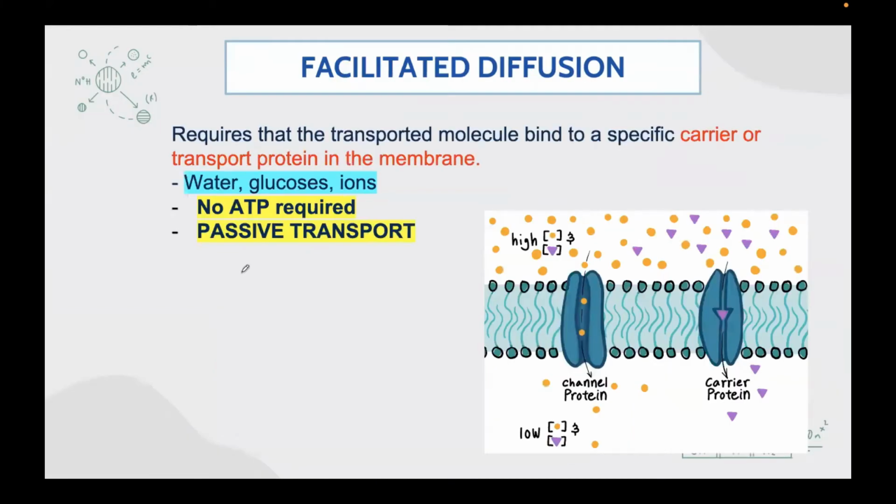Next, another type of your passive transport is your facilitated diffusion. It requires that the transported molecule bind to a specific carrier or transport protein in the membrane. So, yun yung difference nila ni simple diffusion. Hindi kailangan ni simple diffusion ng carrier para makapag-pass through yung mga molecules sa loob ng ating cell membrane. Dito sa facilitated, kailangan po niya. Ano ba yung mga molecules that needs carrier proteins para makapag-pass through sa ating cell membrane? Sila water, sila glucose, and then sila ion. Please take note pa din na walang ATP required dito sa ating facilitated diffusion, and it is an example of our passive transport.